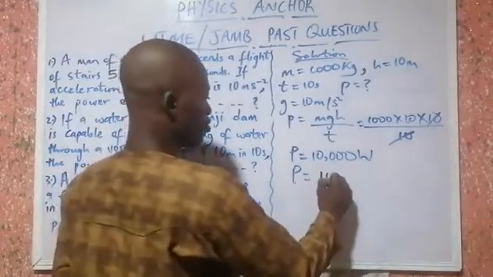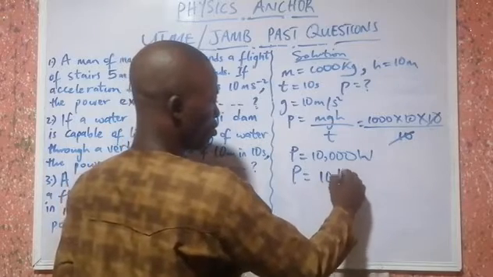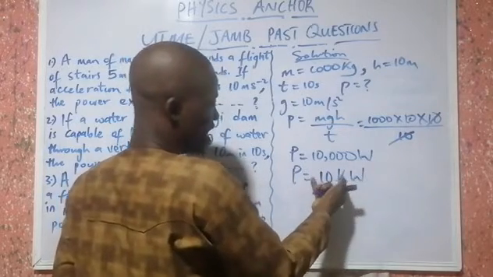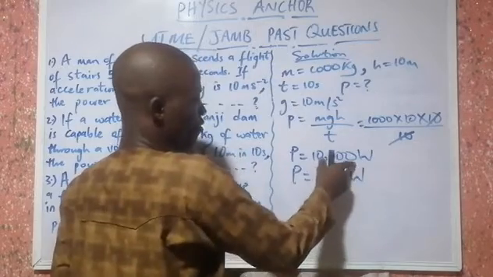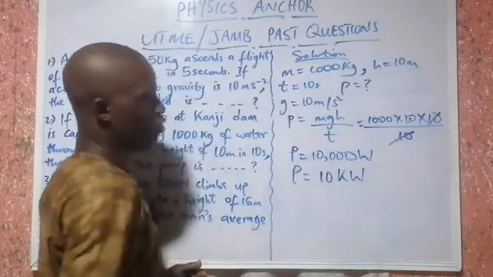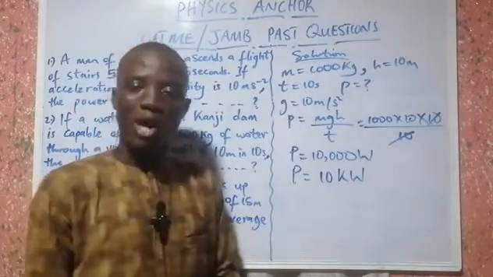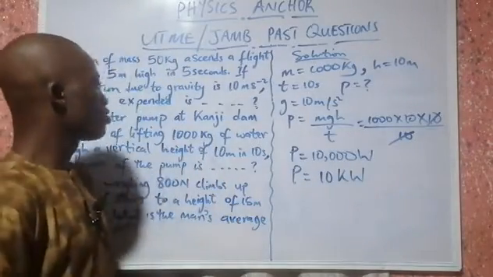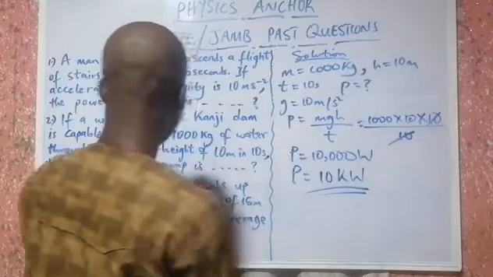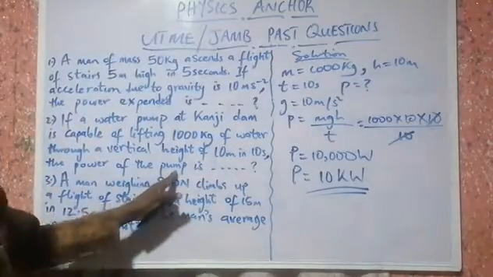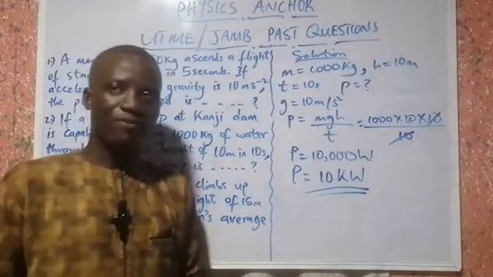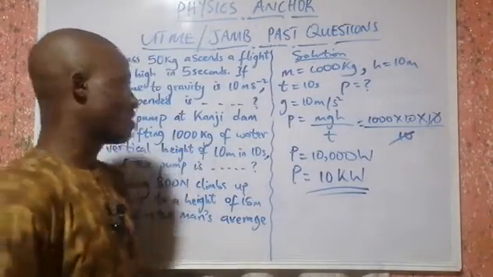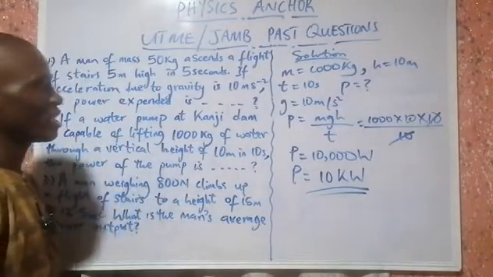So we can say this will be 10 kilowatts. The K here means 1000. So if we do 10 times 1000, that will give us 10,000. So that's 10 kilowatts or 10,000 watts, depending on how they leave the answer. So this will be the power of the pump that they ask us to calculate. So it's as straightforward as that. I hope you understand this.